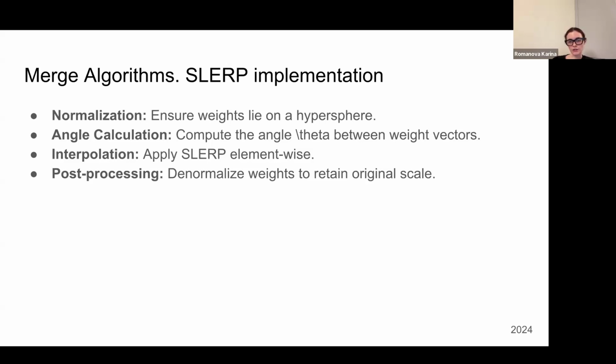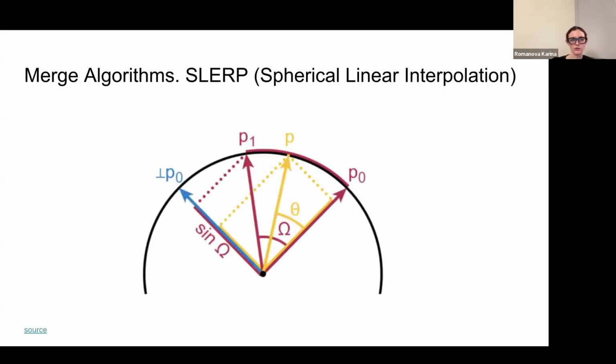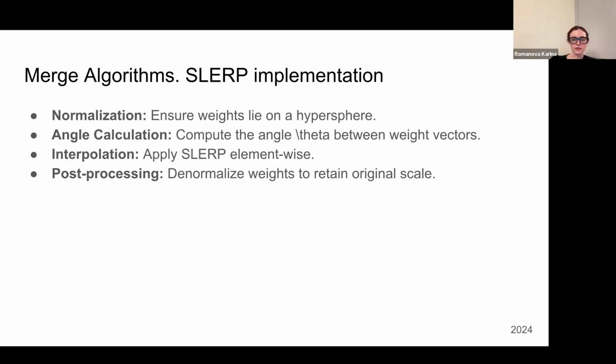The interpolation itself is performed using a formula with sines, but I don't see it on the slide. There is a formula with sines multiplied by the weights, and this formula ensures that the interpolation follows the geodesic path of the hypersphere, resulting in a smooth transition between the two sets of parameters.